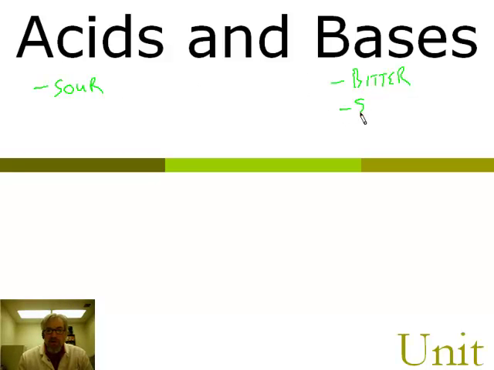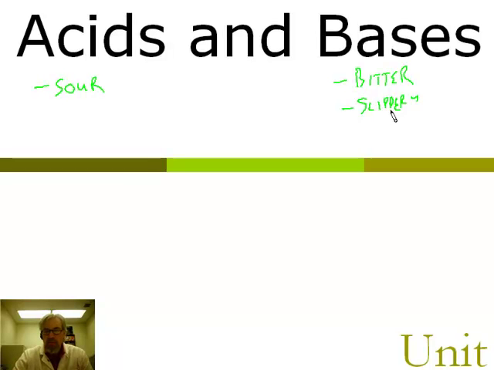Also, bases tend to be slippery. So if you get a base on your fingers and rub it around, you can definitely tell that there's something slick there. So those are a few general properties of acids and bases. But now let's define formally what acids and bases are.